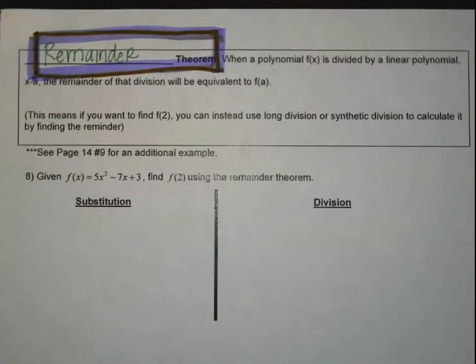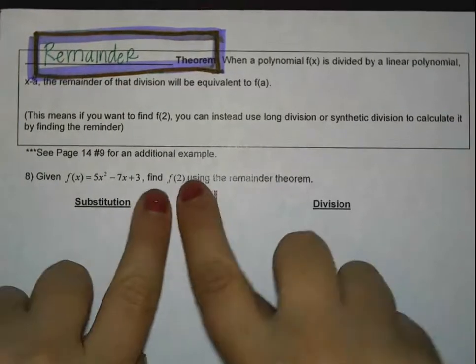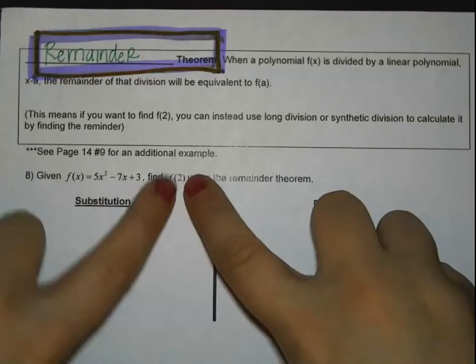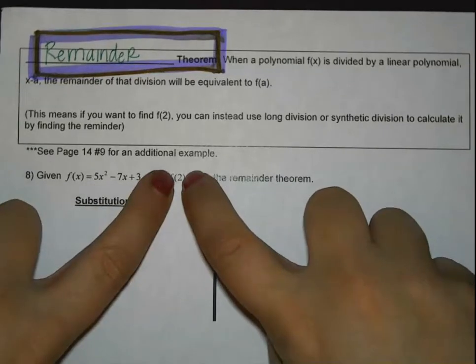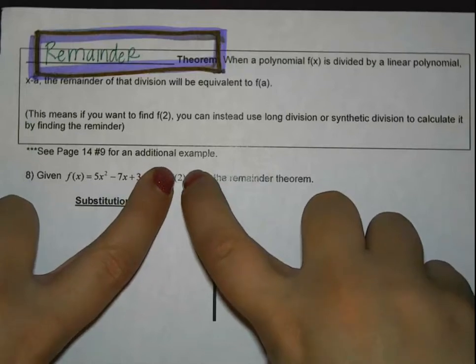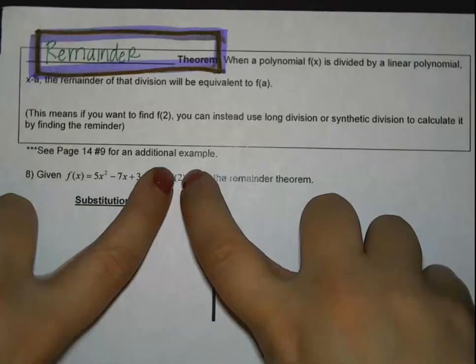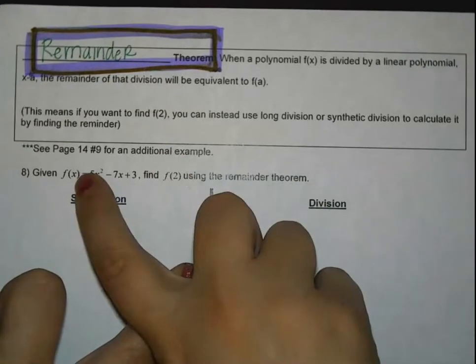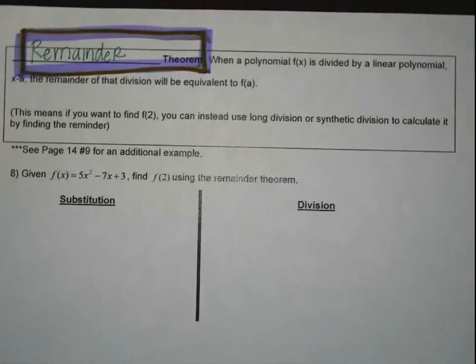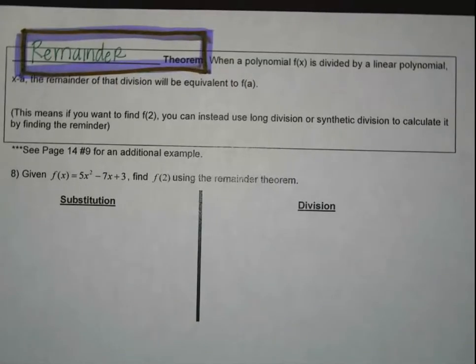So the remainder theorem pretty much says that if I want to know what the value of this function is when I plug in, let's say, whatever number I give you, so in this case 2, the answer you would get by plugging in 2 is the answer you would get if you use long or synthetic division. So let me show you what I mean.